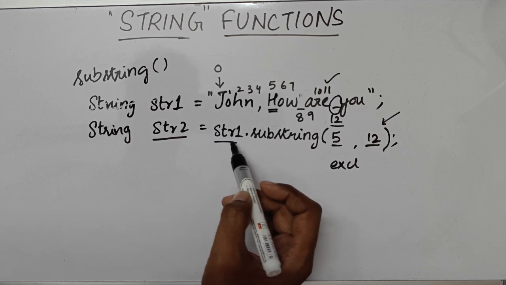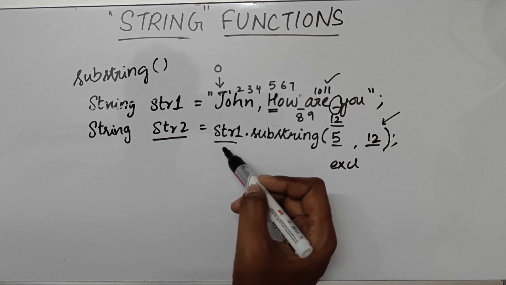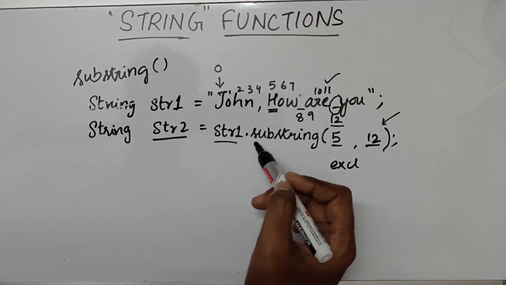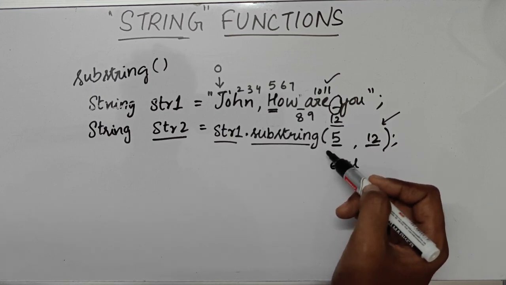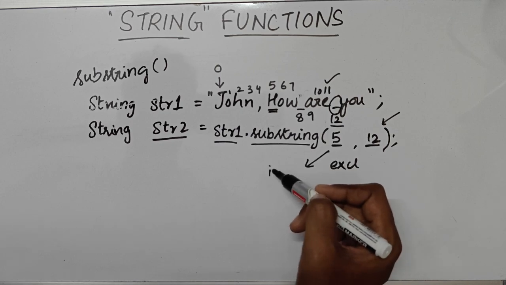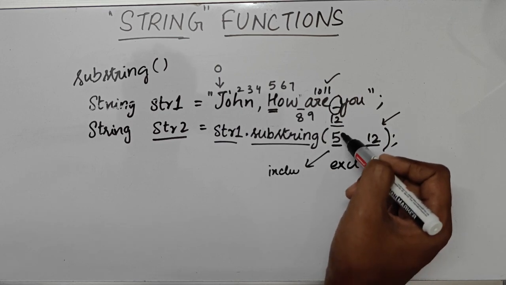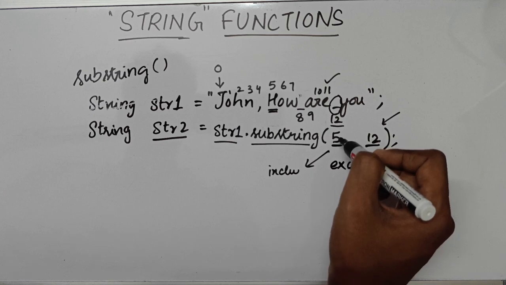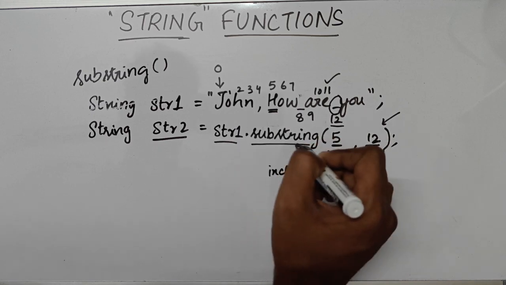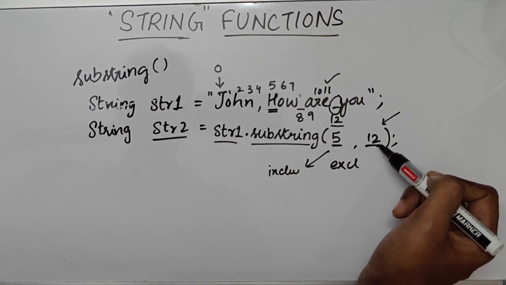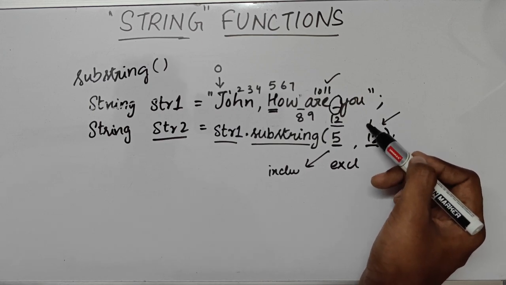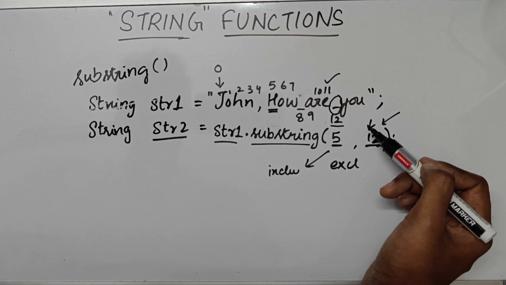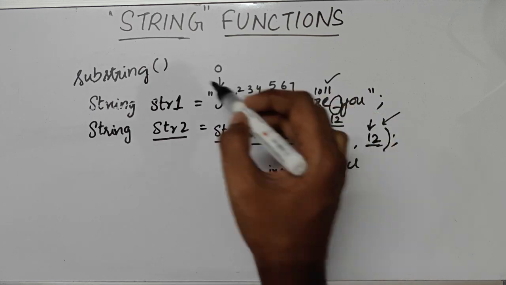First the string from which you want to extract the substring, then the keyword substring, then two parameters. The first parameter is the starting index, which is inclusive, so you are going to include the character at this index in the substring. The second value is the endpoint, and this is exclusive, so you are not going to include the character present at this index. So this is about substring.